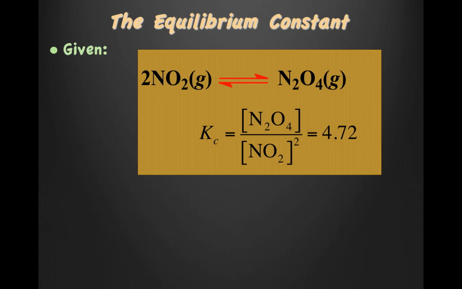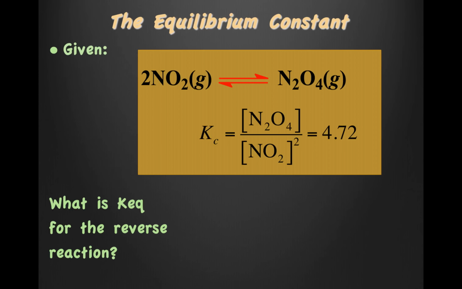Let's consider this equilibrium. In the forward direction, this has an equilibrium constant of 4.72. Now, if we want to know what the equilibrium constant is for the reverse reaction, all we have to do is take the reciprocal. The equilibrium constants for a forward reaction and reverse reaction are reciprocals of one another.